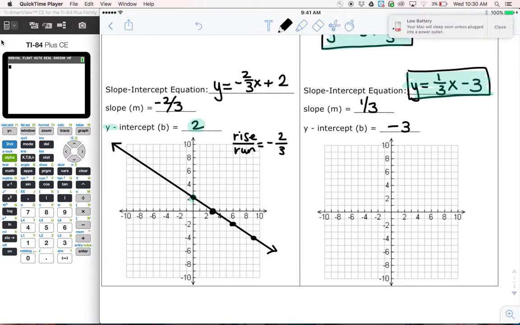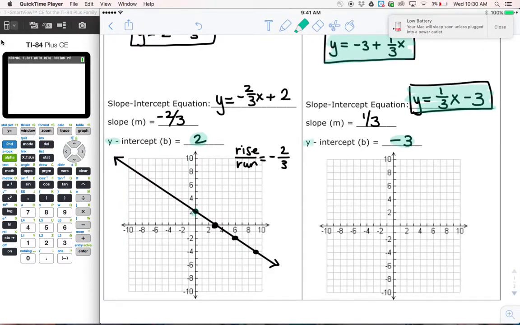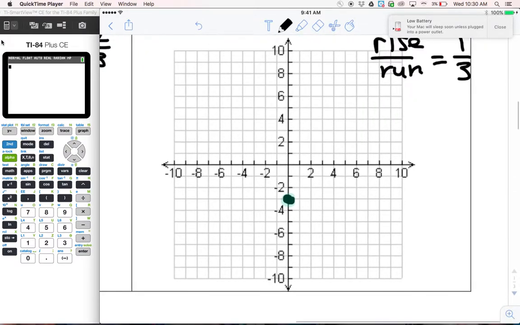Again, it's on the y-axis. So -3 goes right here. Okay, and now I've got to get more points. Well, my slope is 1/3, so my rise over run is 1/3. So we are going to rise 1, run 3, right?